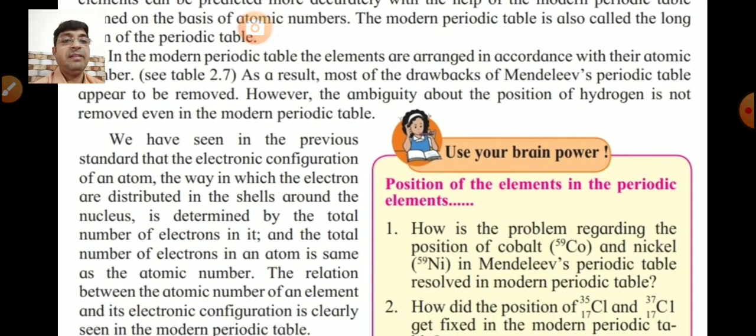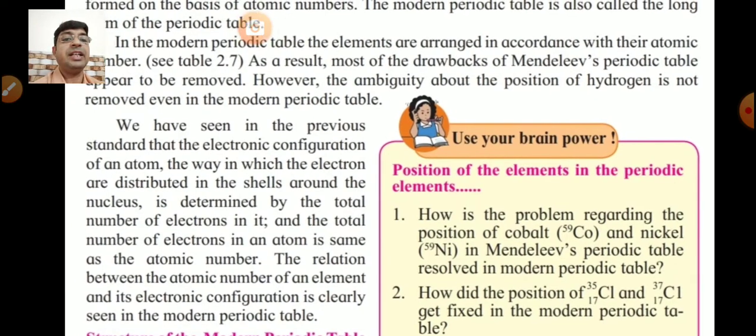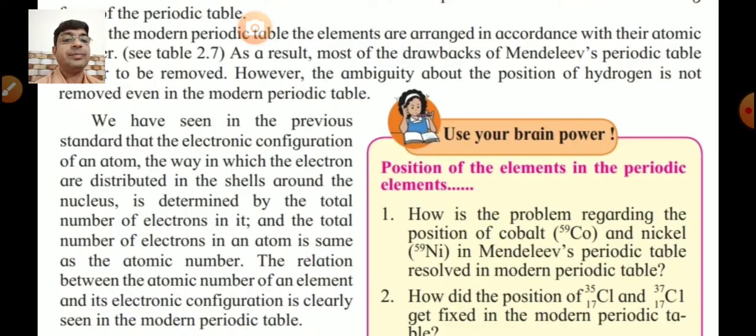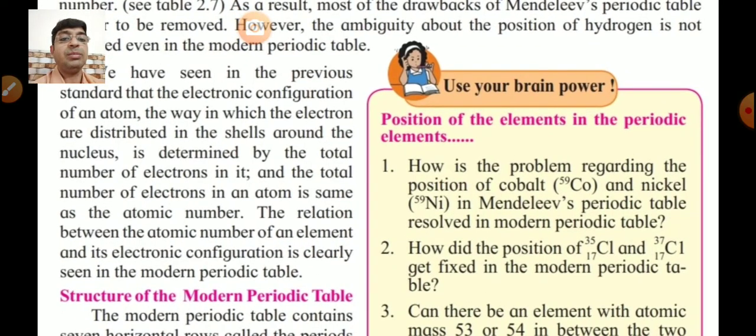However, the ambiguity, that is the confusion about the position of hydrogen, is not removed even in the modern periodic table. We have seen in the previous standard that the electronic configuration of an atom, the way in which the electrons are distributed in the shells around the nucleus, is determined by the total number of electrons in it, and the total number of electrons in an atom is the same as the atomic number. The relation between the atomic number of an element and its electronic configuration is clearly seen in the modern periodic table.